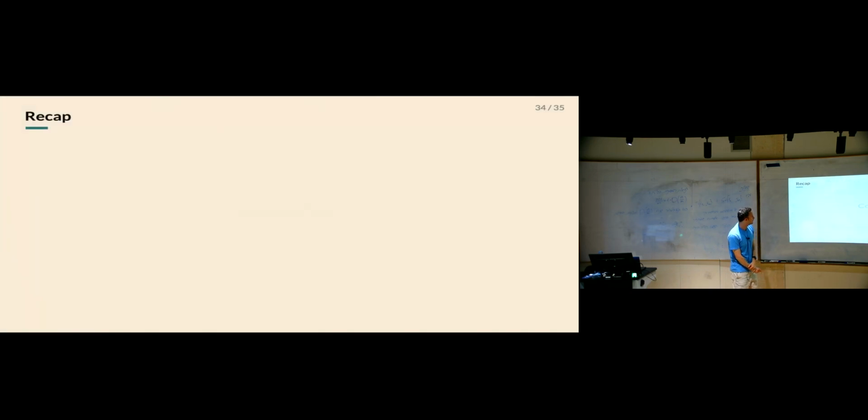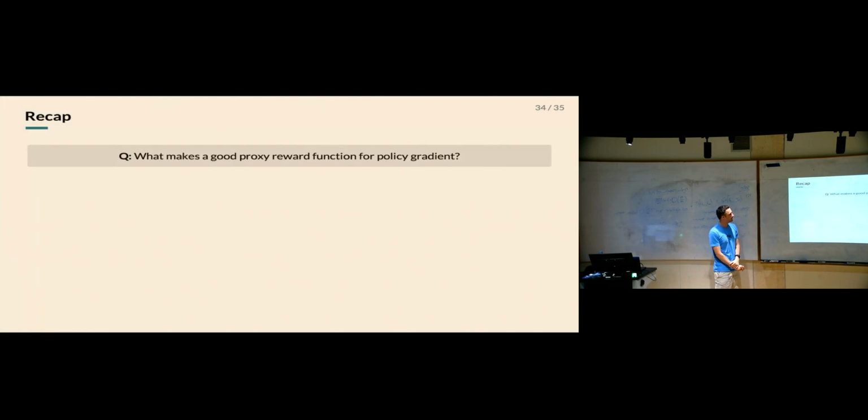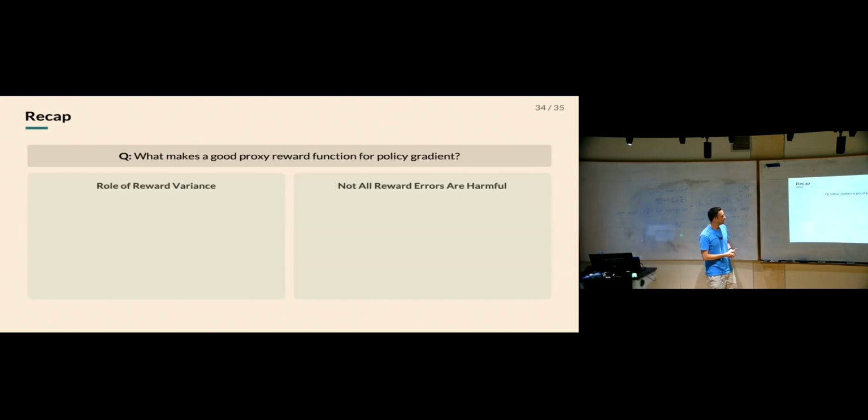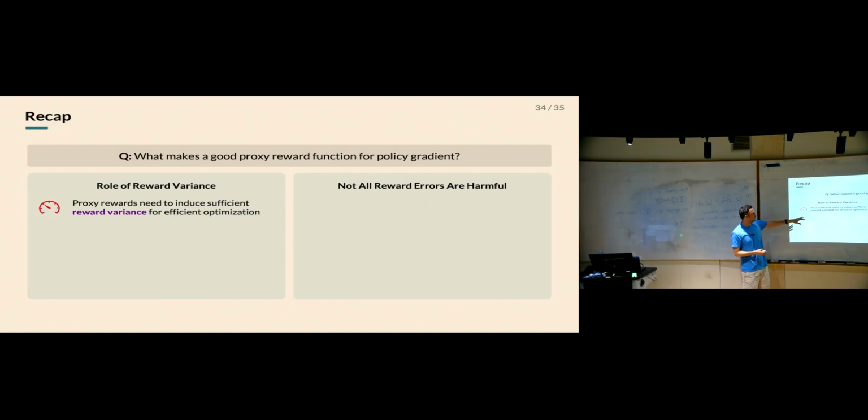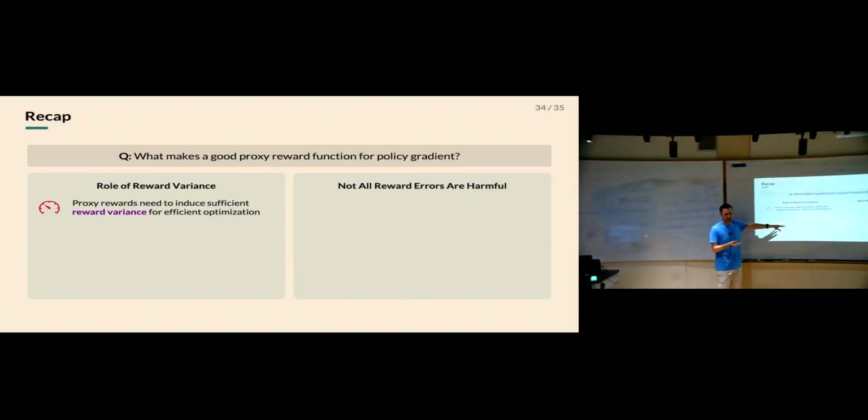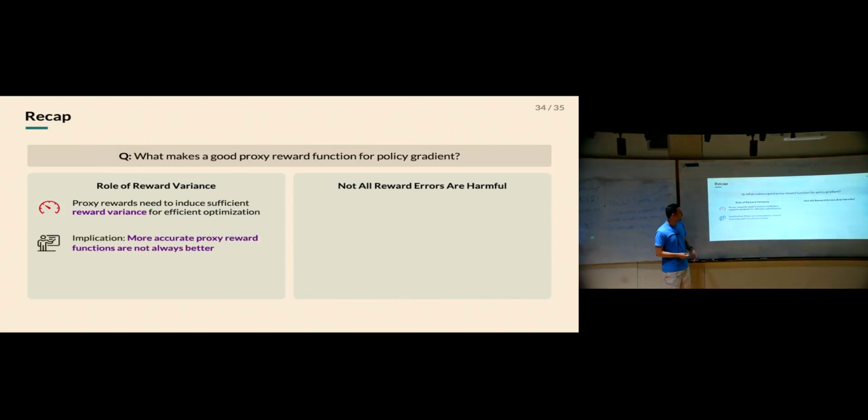Okay, so to conclude, what we talked about today is what makes a good proxy reward function, specifically for policy gradient methods. This was our focus. We began by looking at the role of reward variance. We saw a necessary condition for a good proxy reward function: it needs to induce sufficient reward variance for us to be able to optimize it efficiently. This gave us one reason why more accurate reward functions are not necessarily better. We also discussed practical applications for data selection and policy gradient methods.